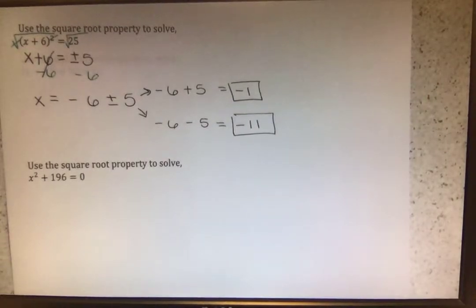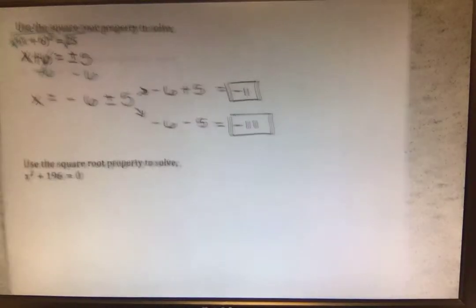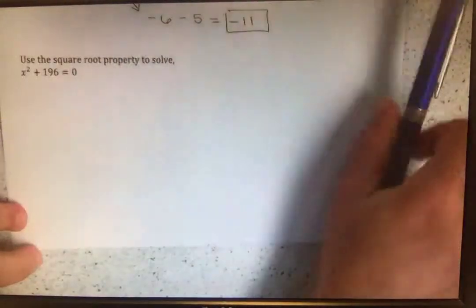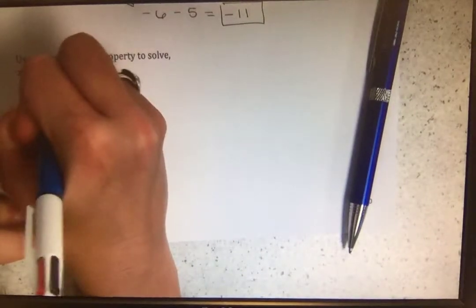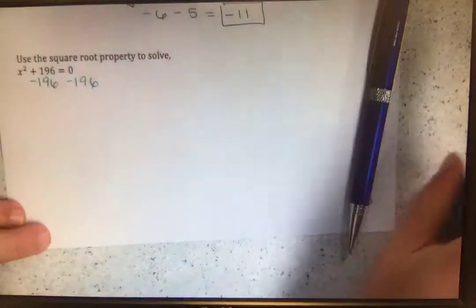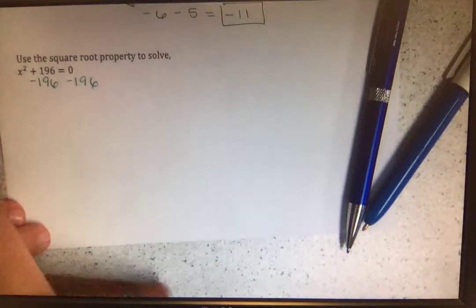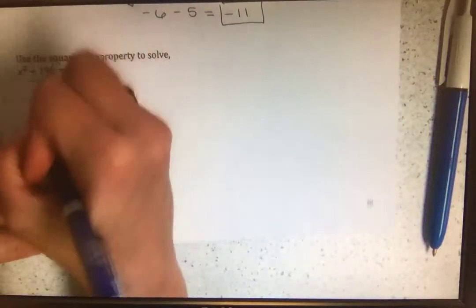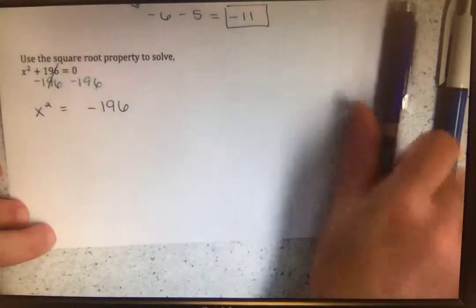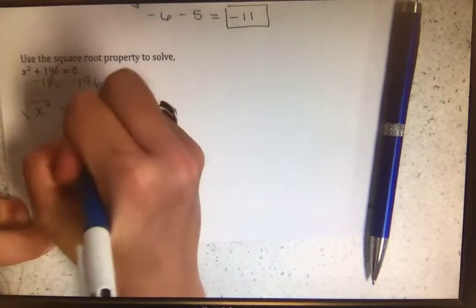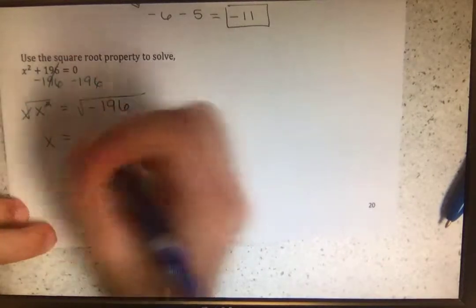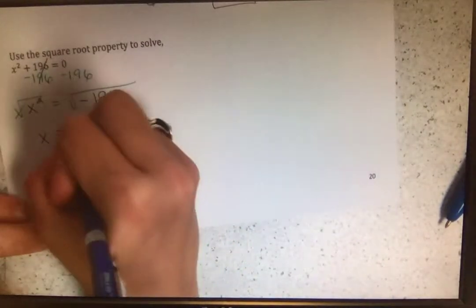Same thing for the next example. It says use the square root property to solve x squared plus 196 equals 0. Working from the outside in, we need to get rid of this 196, so let's subtract 196 from both sides. We're left with x squared equals negative 196. Now, getting rid of that square, the opposite of square is square root, so those cancel each other out. We're left with x equals, and we took the square root, so we know it's going to be plus or minus.